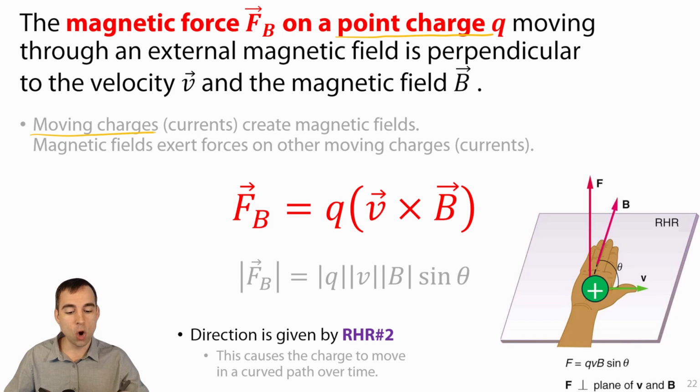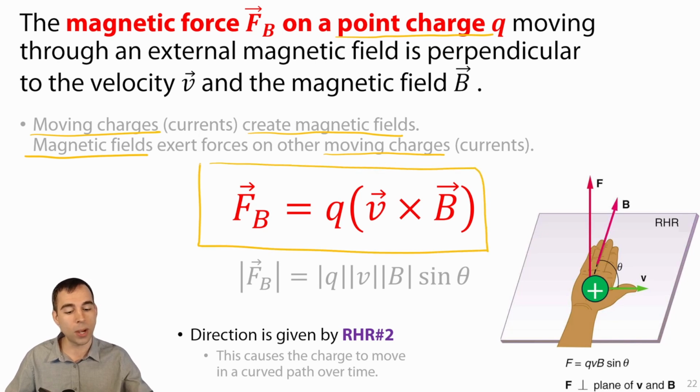So moving charges create magnetic fields. And magnetic fields exert forces on other moving charges. Whether this is a current or just a single point charge, it doesn't matter. The magnetic force still acts. And the magnetic force acting on a single moving point charge can be calculated as QV cross B. This is another cross product between the velocity that the charged particle is moving at and the external magnetic field that it is present in.